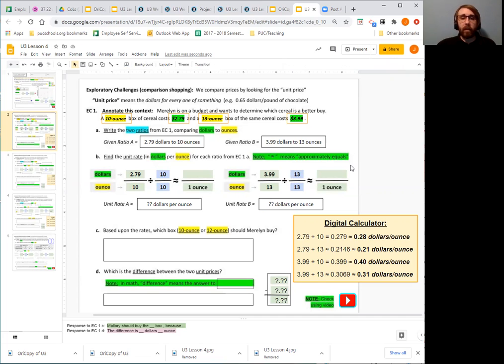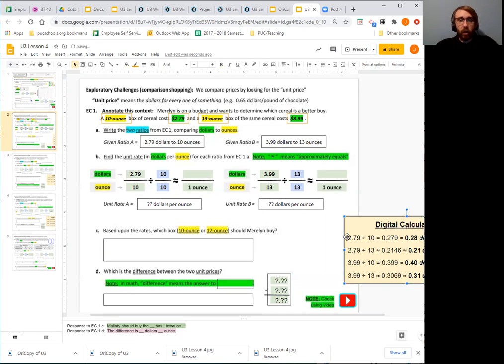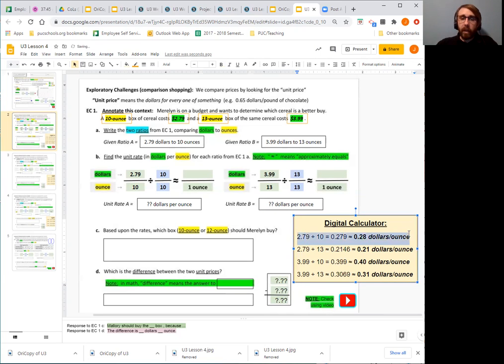And so what I've done is I've created a digital calculator. This is basically like our slide version of a calculator, but we have to be careful about what we do. So I'm going to look for the calculation that's relevant. I see that I want to divide 2.79 by 10. And so that's this first one right here. This one right here tells me that if I divide 2.79 by 10, I'm going to get 0.279. Notice it became smaller. That's good. It should be getting smaller from the original.